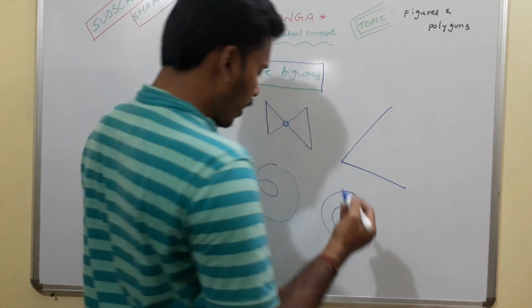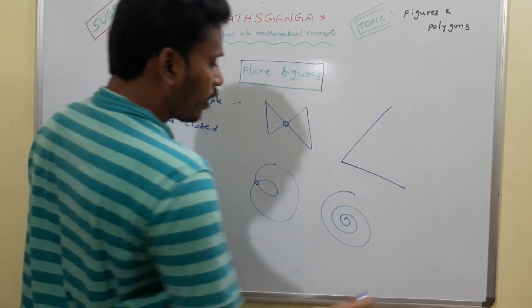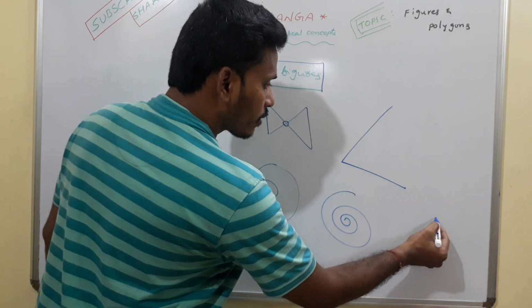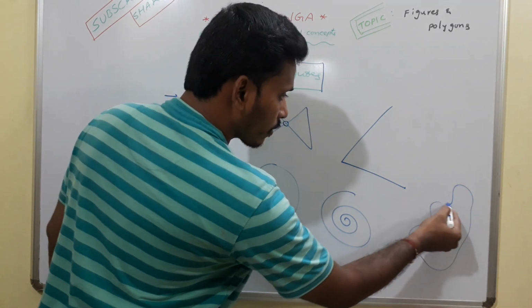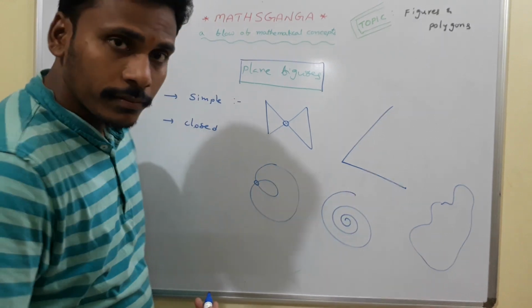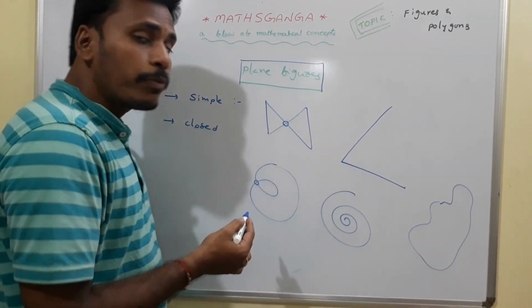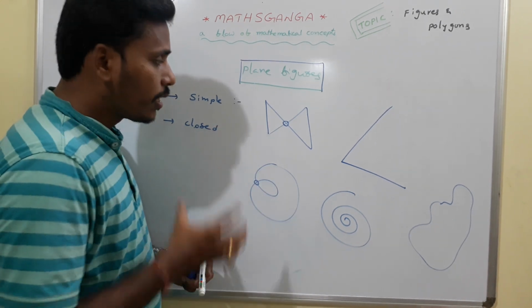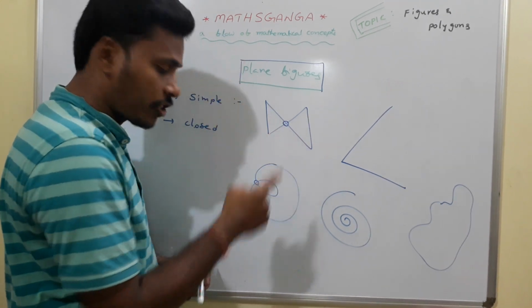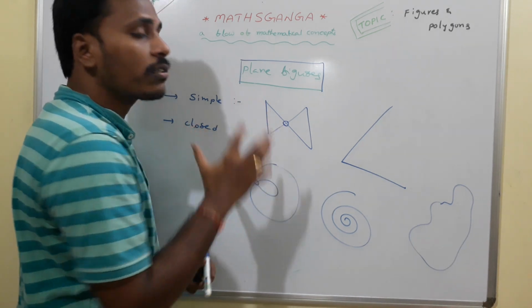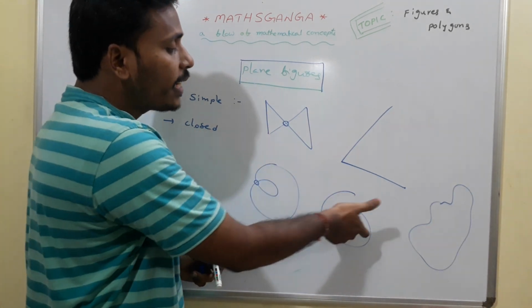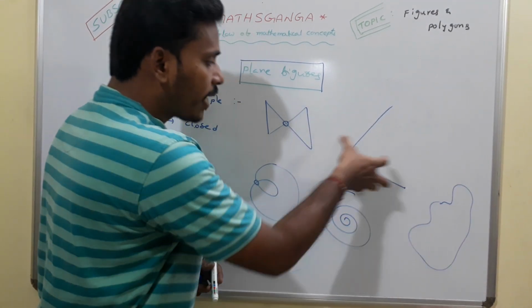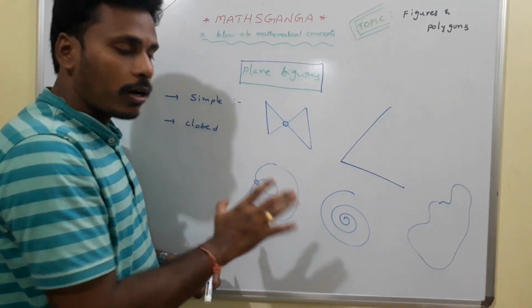In the same manner, if we have a figure like this, it is simple. Whether a figure is simple or not is decided by observing the intersection. Here we have an intersection in these two figures, so these two figures are not simple. We don't have any intersection of the curves or boundaries in the others, so we call these simple and these two not simple.